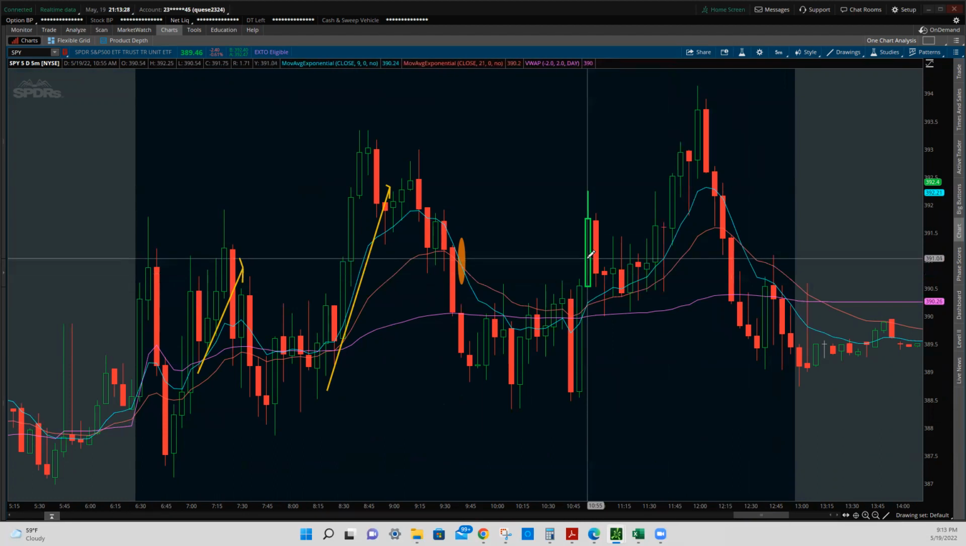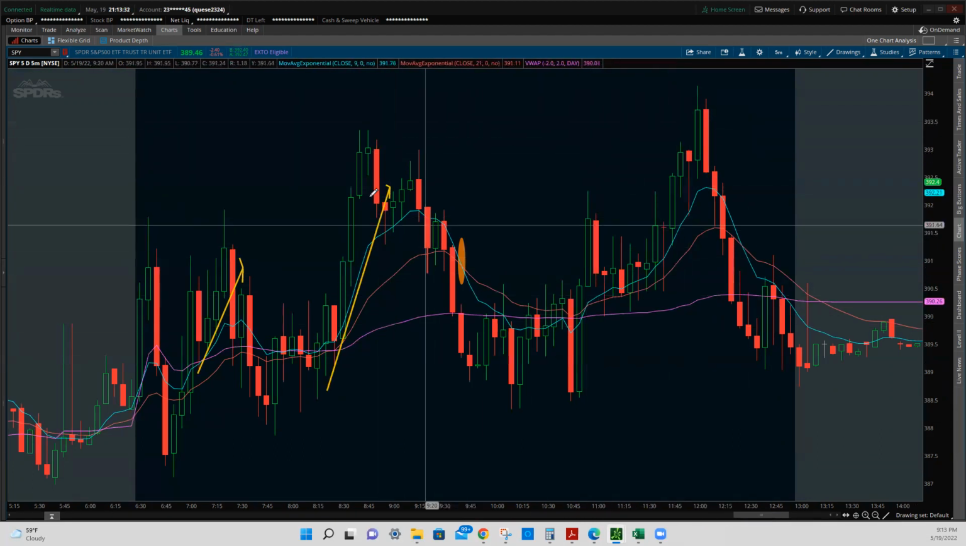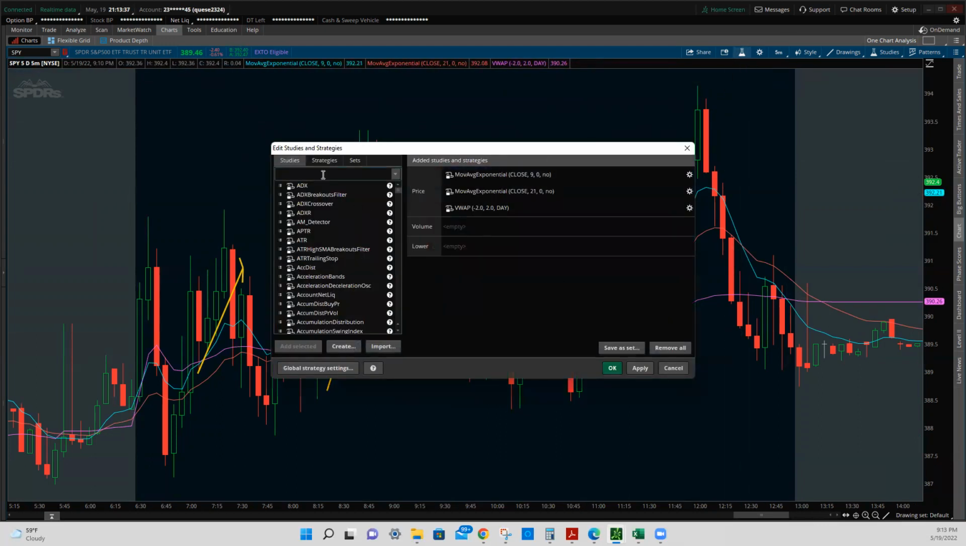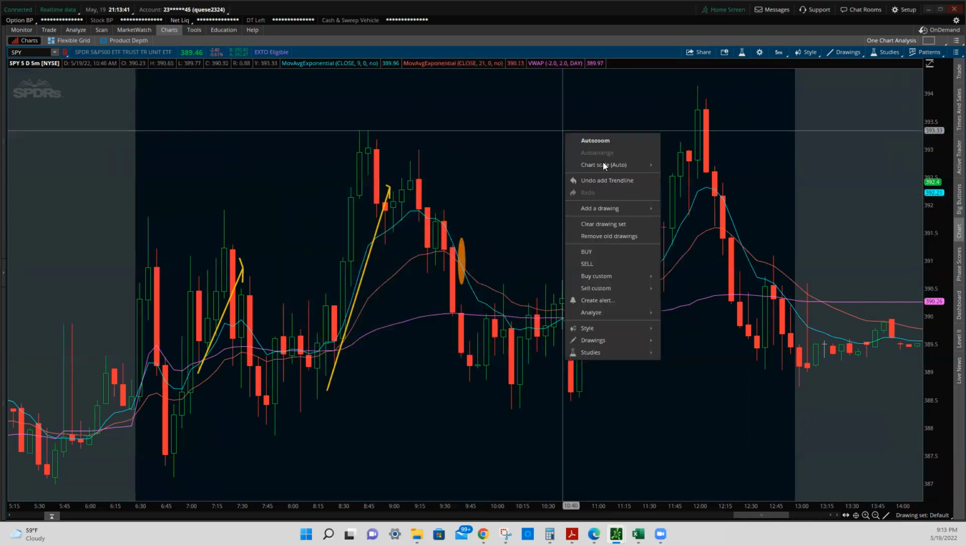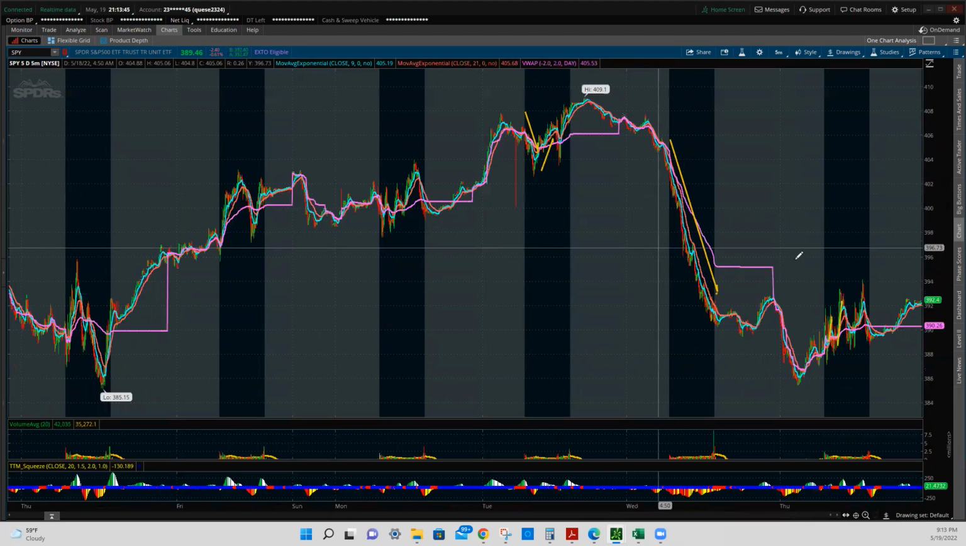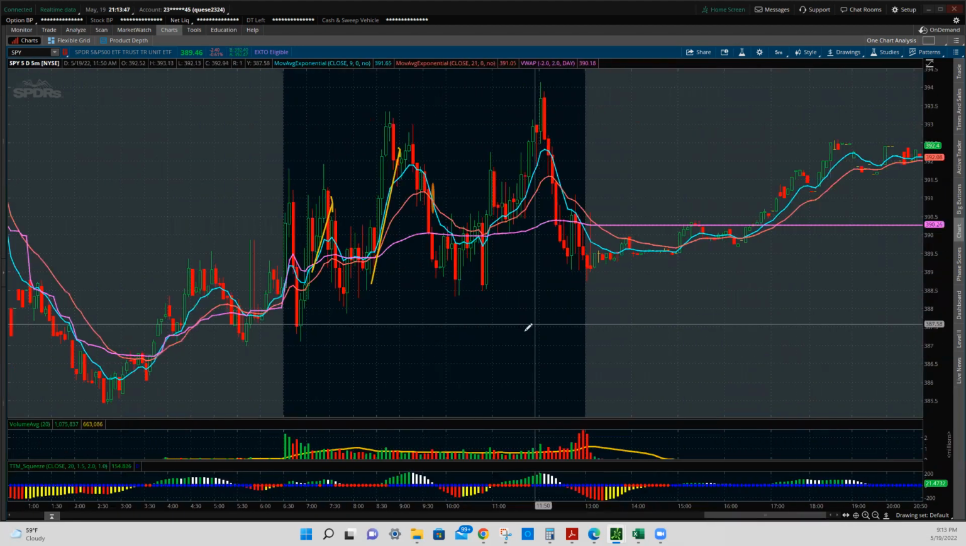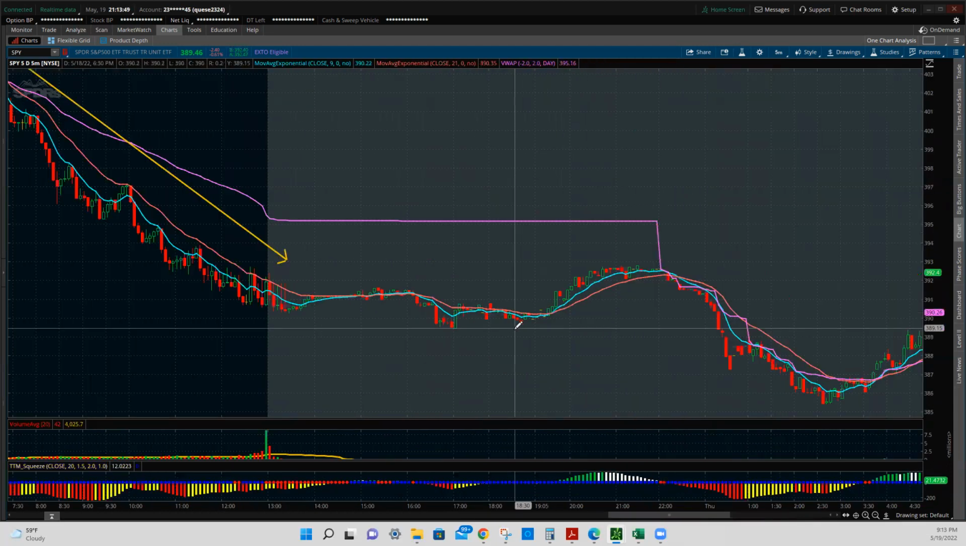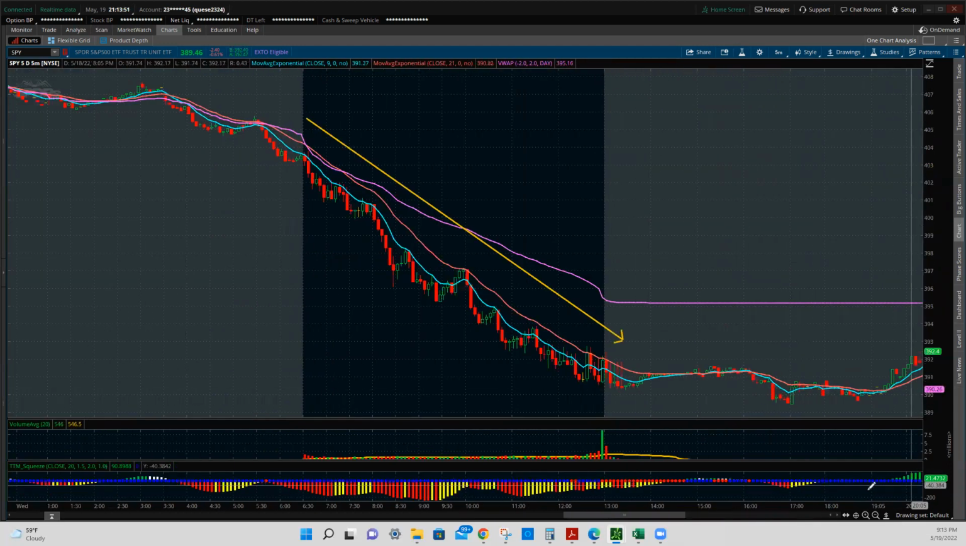And so lastly, what I want to get into is the TTM squeeze. The TTM squeeze is a momentum indicator. So let me go ahead and load my style real quick of when I trade. I'm going to use yesterday's price action just to give you this example here.